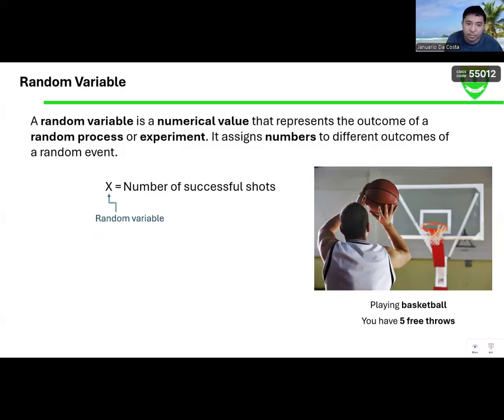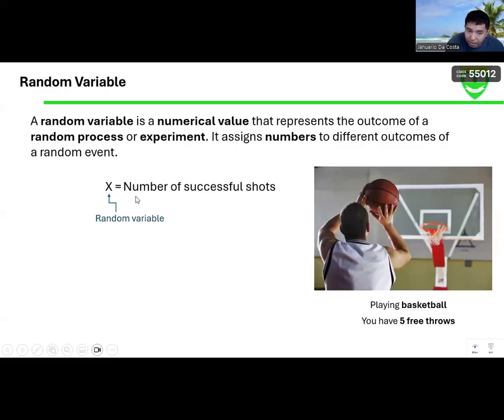So a random variable is where you assign a variable. A random variable is a numerical value that represents, yeah, the number of successful shots, which can be 1, 2, 3, 4, 5, or 0. Okay, this variable represents a numerical value, either of the outcome of a certain process or experiment.